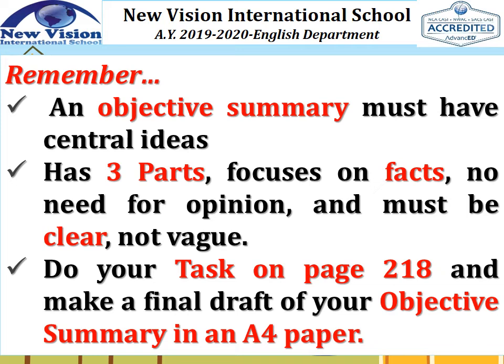Alright, students, for our wrap up, remember these points. An objective summary must have central ideas, and it has 3 parts. It focuses on facts. No need for your opinion. It must be clear, not vague, and precise or exact. And lastly, again, do your task on page 218. Complete the chart and make a final draft of your objective summary in an A4 paper. Then submit it to your teacher in the WhatsApp. Got it?